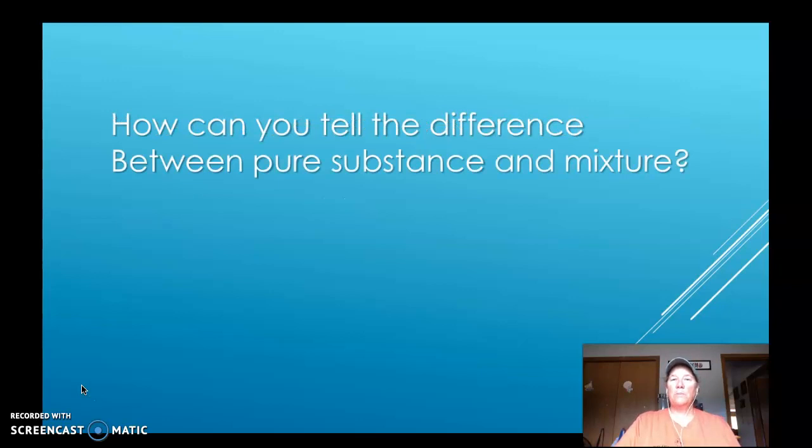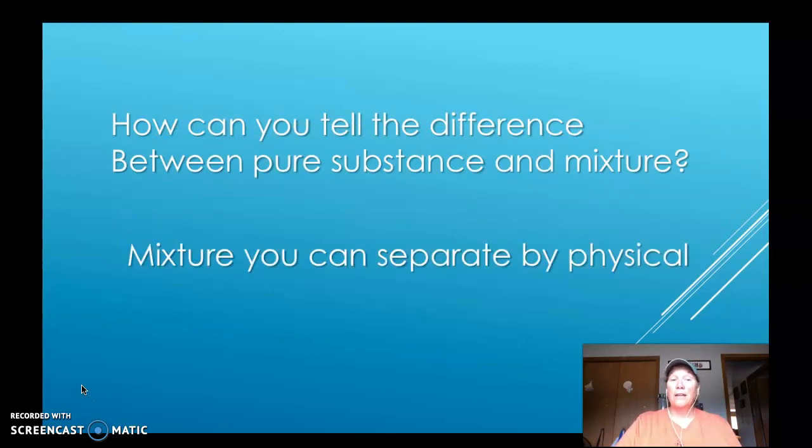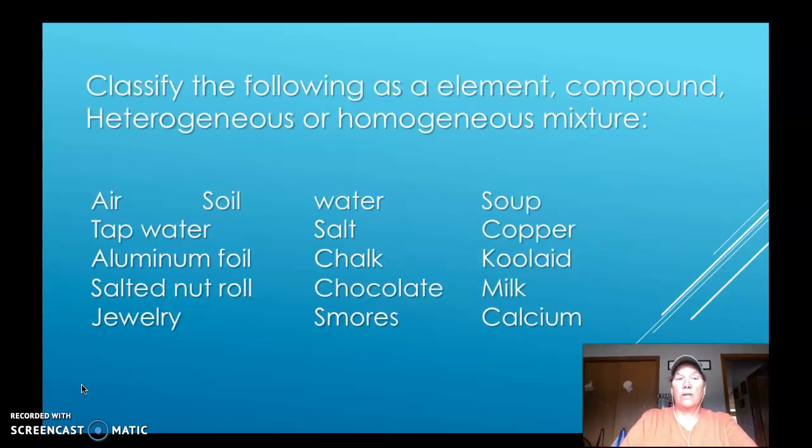How can you tell the difference between a pure substance and a mixture? Well, one thing with a mixture is you can separate it by physical means. If I have a mixture of salt and water, I can boil off the water and have my salt back, okay? If it's a chemical compound, if it's a pure substance, you have to do a chemical reaction in order to separate them, okay? But if it's a mixture, it's easy just to use physical means to separate them. Sometimes you can filter them, sometimes you can boil them off, sometimes you can just look at them, you can just tell. So if you can separate them easily, it's a mixture, okay?